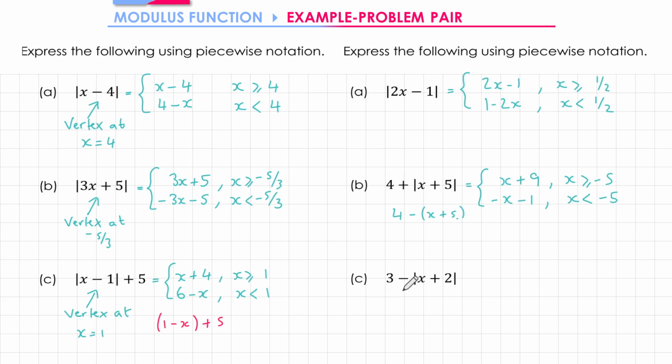Finally, in part C, we have a vertex at x equals minus 2. So our intervals are x is bigger than or equal to minus 2, or x is less than minus 2. When x is bigger than or equal to minus 2, inside the brackets is positive, so the modulus function doesn't change it. You may find in this case, it's helpful to write it using brackets. We've got 3 minus, in a bracket, x plus 2. So the x will become negative, but so will the 2. So we've got 3 minus 2, which is 1, and then minus x. For the other interval, when x is less than minus 2, that means inside the brackets is negative, and so that will flip the sign. So for this part, we essentially have 3 plus x plus 2, which gives us x plus 5.